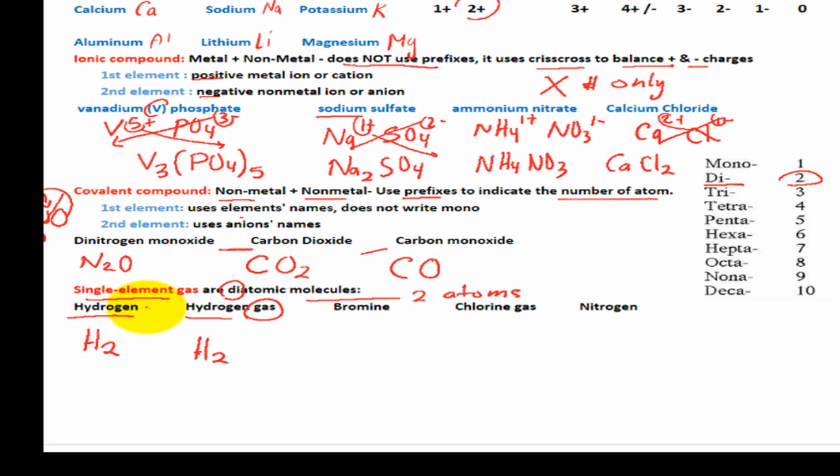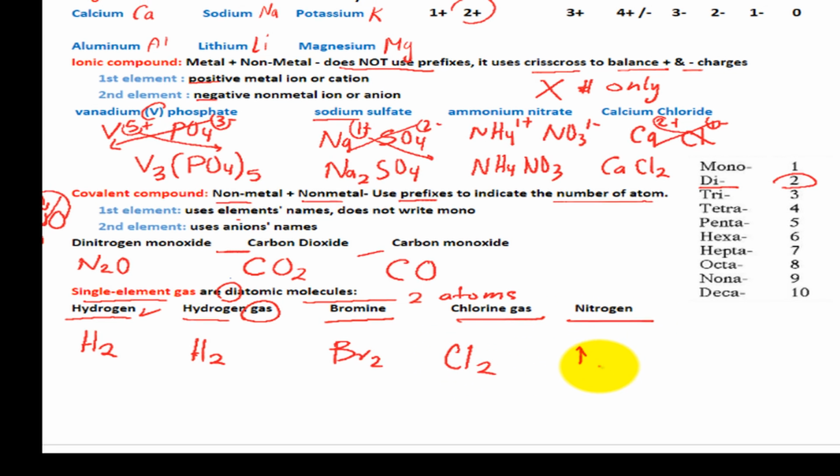So we have to assume that this exists in gas form because it is extremely unstable by itself as a single atom. Then we have bromine, which would be Br2. We have chlorine gas, the same thing as chlorine, which would be Cl2, and nitrogen would be N2.